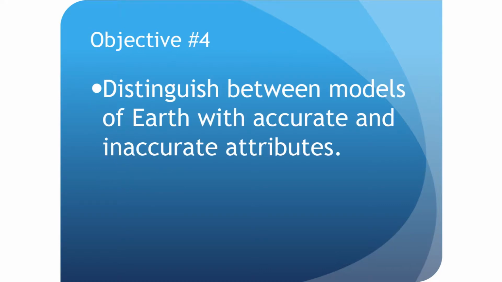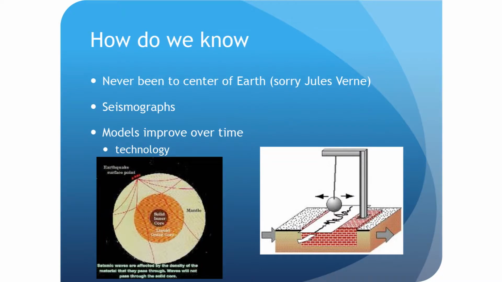Objective number 4 asks you to look at models of the Earth and to be able to tell whether something is correct or incorrect, or to scale or not to scale. So first let's get to how we know what the layers of the Earth look like. Our most significant piece of technology is called the seismograph. Basically the waves from earthquakes.